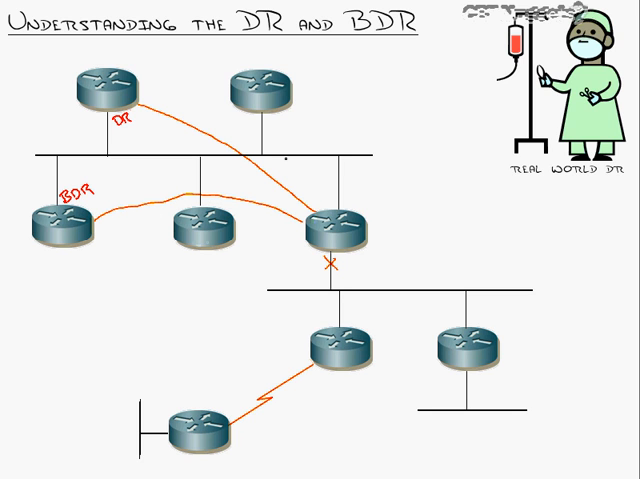OSPF uses multicast for all its communication. So whenever you're talking on a shared Ethernet segment, the initial update will always go to the multicast address, which I was calling a radio frequency, 224.0.0.6, a frequency that only the DR and the BDR listen to.